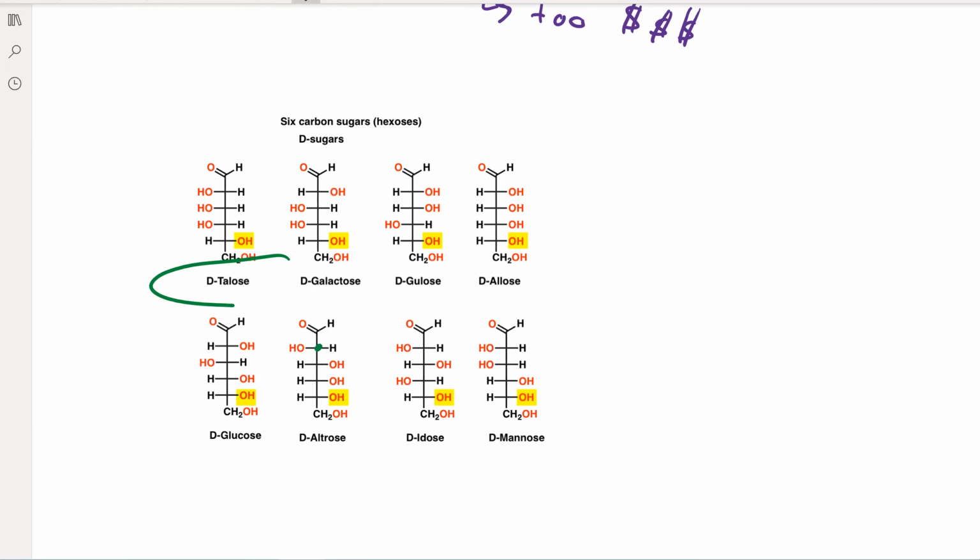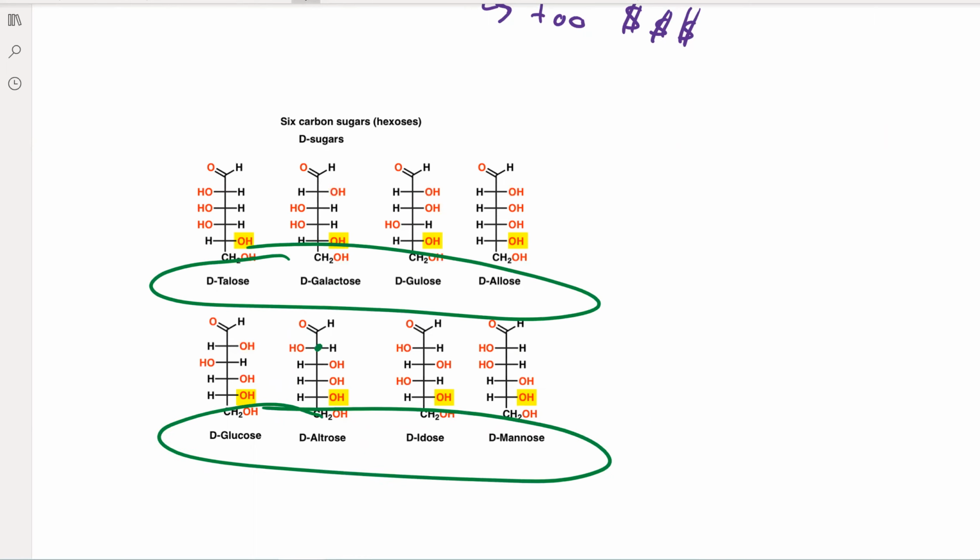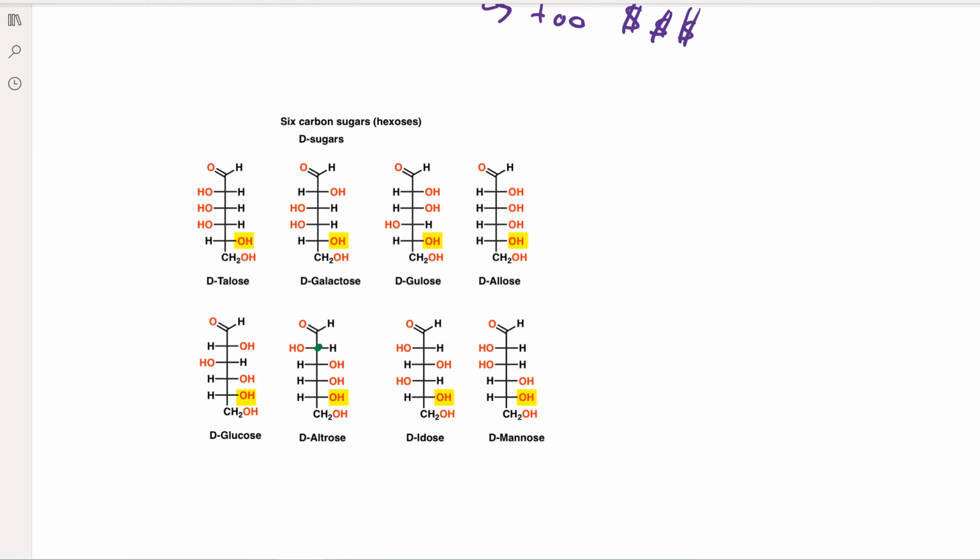So you can see the sugars can have all kinds of different names. And if you take a biochemistry course, you may be required to memorize all of them. I don't have them memorized. I don't expect you to memorize them.